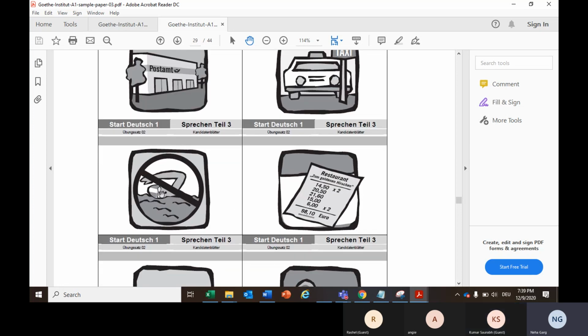Number 3, yeah, I'm going for it. I'm just thinking. Swimming is swimming, na? So it's related to swimming. What does this mean? Do you know swimming? So here the image says swimming is not allowed here. So maybe you can say please don't swim here. Okay. Yeah.